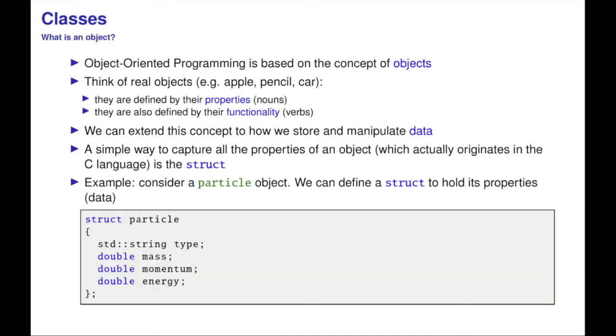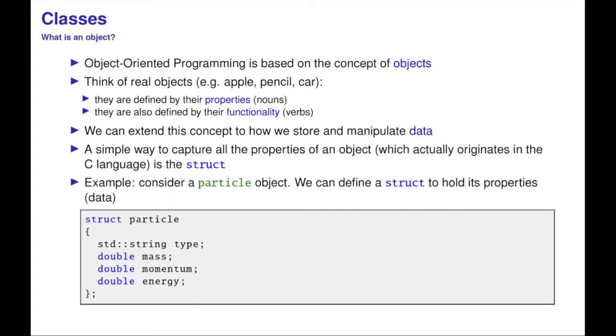So, good. Let's think about what we are going to do. The basic idea is the idea of an object, which is why we call it object-oriented programming. So what is an object? Well, you may think of a real object like an apple, a pencil, or a car. They're defined by a couple of things. Their properties, which are the nouns, and their functionality, which is really equivalent to a verb. Some people would say they're also defined by their relations, but that's not as well defined in object-oriented programming as in other places.